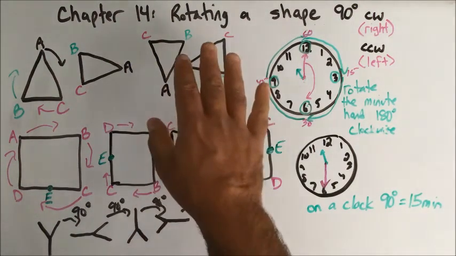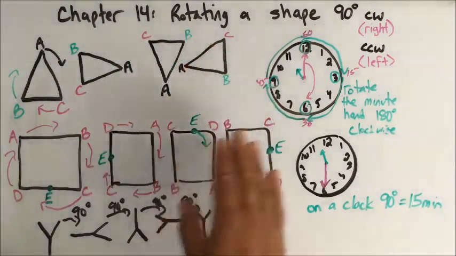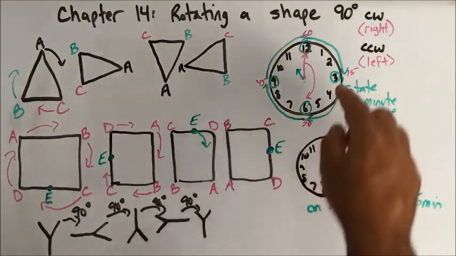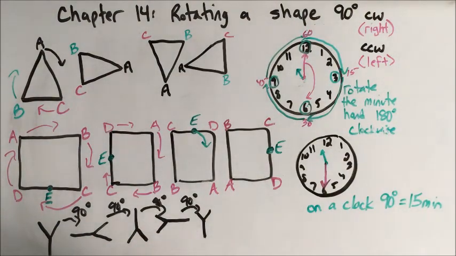I hope this has explained rotating a shape on either a shape like a triangle or a square, a letter, or on the dial of a clock.